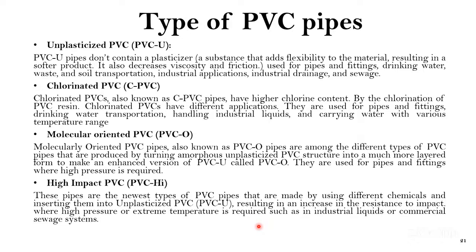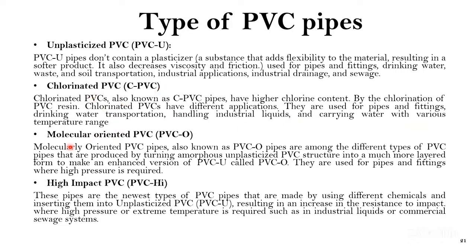Okay. So this chlorinated PVC means that here we add a specific chlorine, a high amount of chlorination, and that is used maximum in industry for carrying a various range of temperature water. You can carry 50 degrees Celsius water through the pipe, 60 degrees, different ranges of temperature, heated water, through this chlorinated PVC.